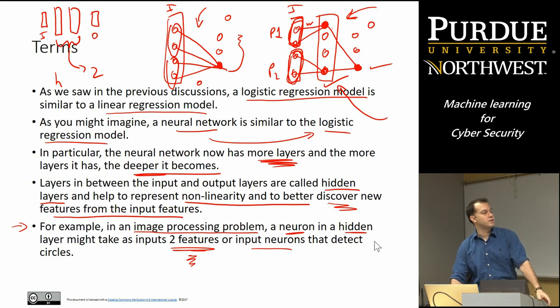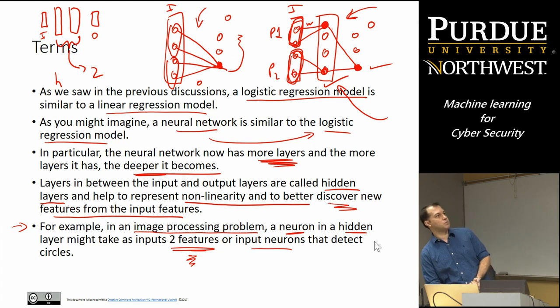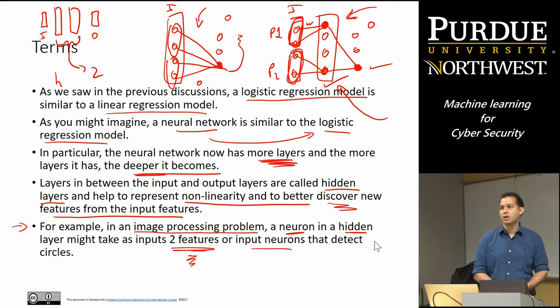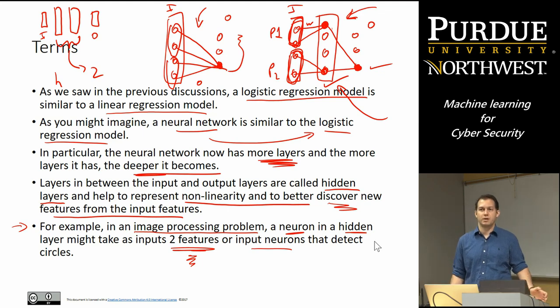As we saw in the previous discussion, a logistic regression model is similar to linear regression, right? And as you might imagine, a neural network is similar to logistic regression. In particular, the only difference is that a neural network has more layers, and the more layers it has, the deeper it is. That's basically all it is.